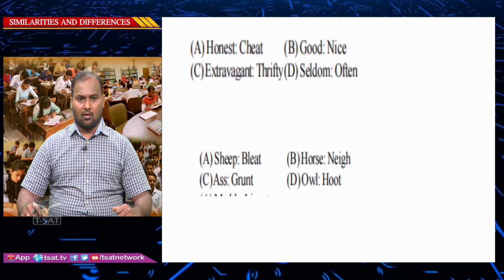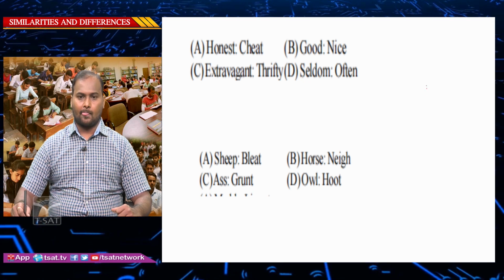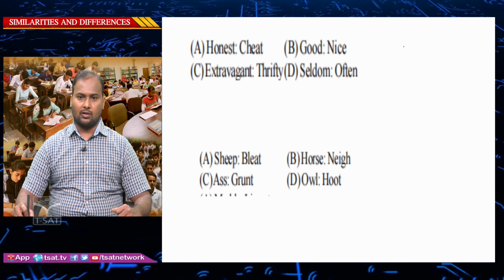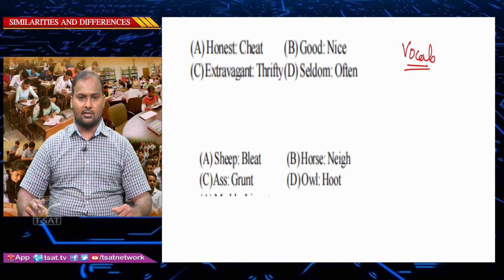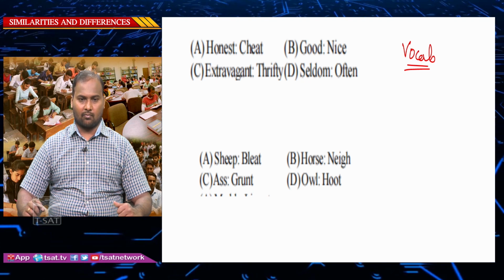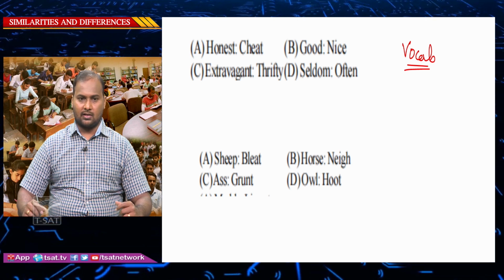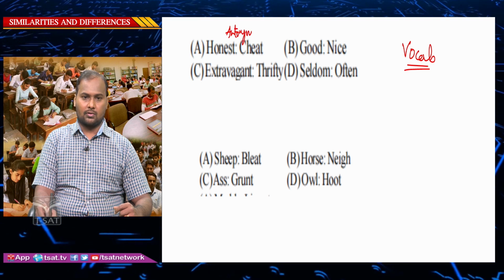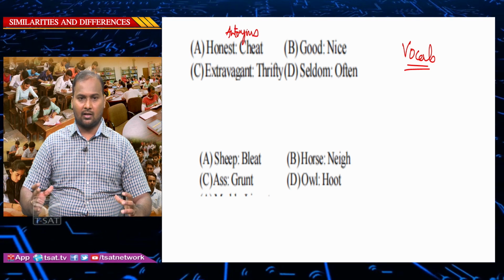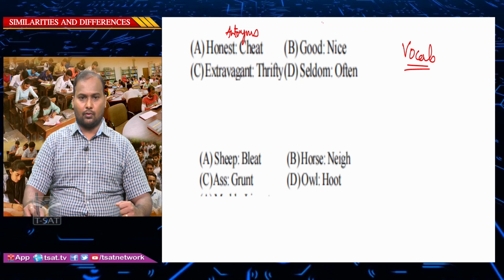Next question. See, in this question, honest, cheat, good, nice, extravagant, thrifty, seldom, often. To answer this question, the student should be thorough with English vocabulary. Then only he can solve this question. Otherwise, it is very difficult for them. For example, honest and cheat, how are they related? Honest and cheat, both are antonyms, or opposite words. In the same way, good and nice. The good and nice, both are synonyms.